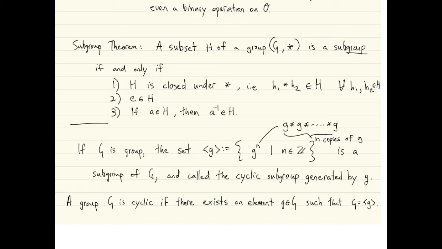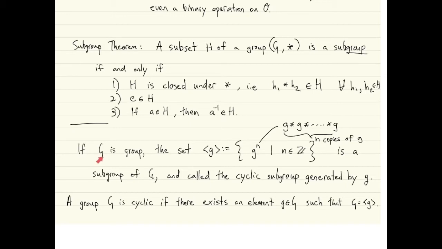The second condition is that the identity element of G has to lie inside H. And then the third condition is that if a is inside H, then the inverse, previously I was denoting this a prime, but I'm going to start writing a inverse, or a to the negative 1, is an element of H. Okay, I won't prove this theorem right now anyway.